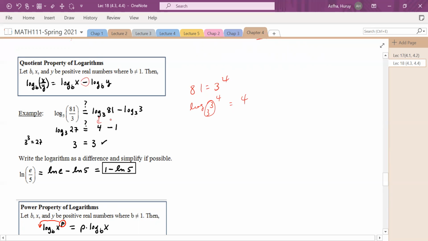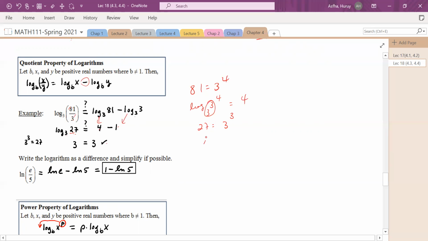Therefore, this is 4. This is 1. 4 minus 1 is 3. And on the other hand, 81 over 3, we can simplify this, and we have 27. So we have log 27 base 3. And 27, we know it is 3 cubed, right? 27, 3 times 3 is 9. 9 times 3 is 27.